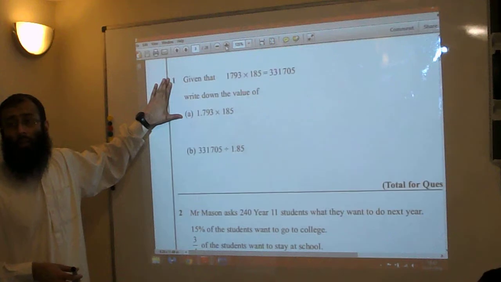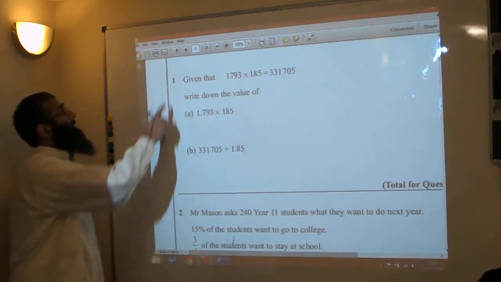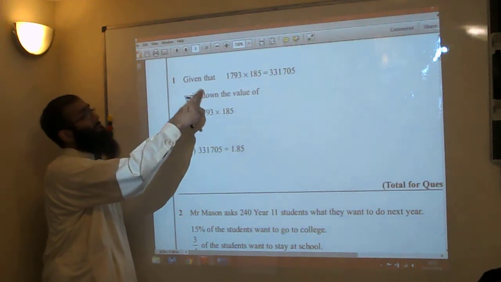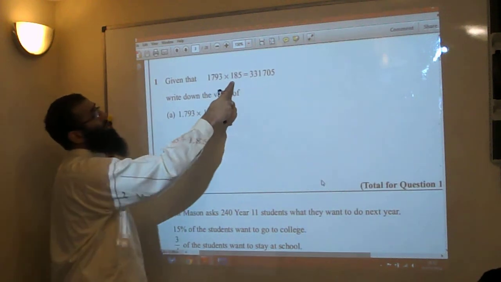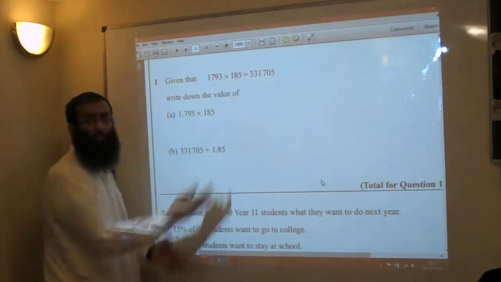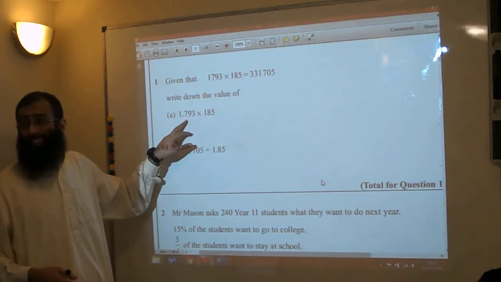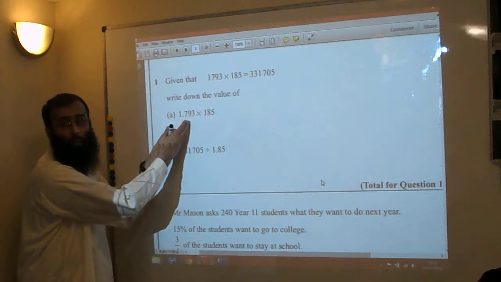Question number 1 starts off with place value. Given that 1793 times 185 is equal to that, they give us a fact first. Write down the value of this, so we have to see how this has changed and become that.